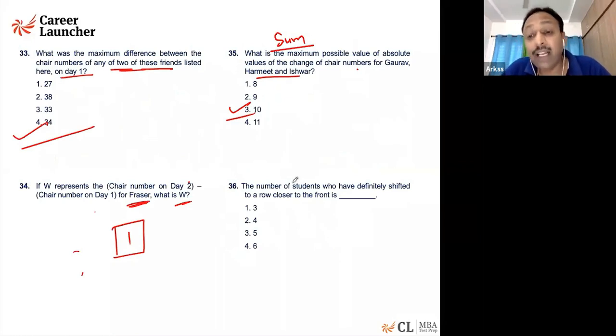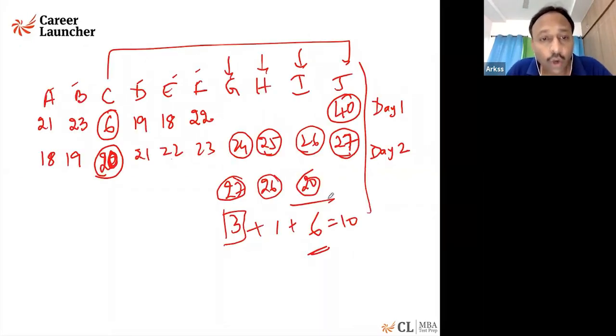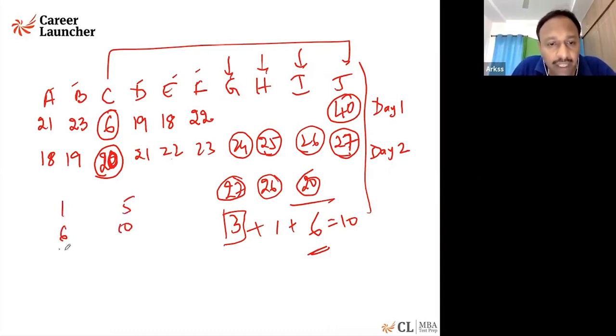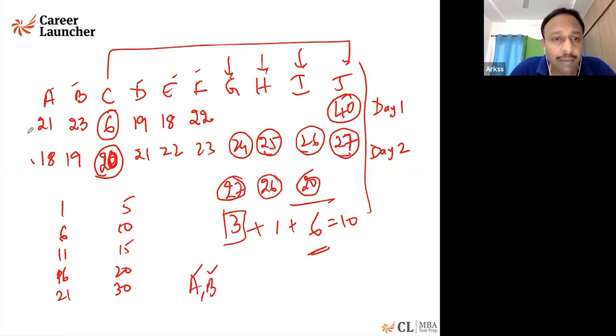Last one. The number of students who have definitely shifted to a row closer to the front. So 18, 19, you can see this 1 to 5, 6 to 10, 11 to 15, 16 to 20, 21 to 30, etc. 18, 19, these guys have moved closer. So these 2 people, A and B, have definitely become closer. This is not closer. This is not closer. This is not closer. This is not closer.